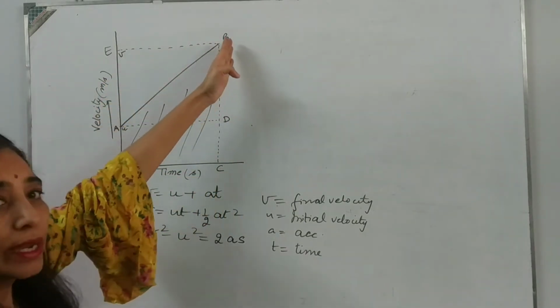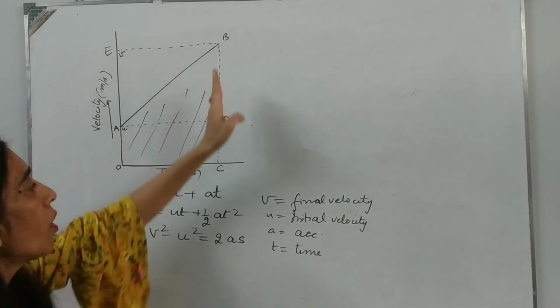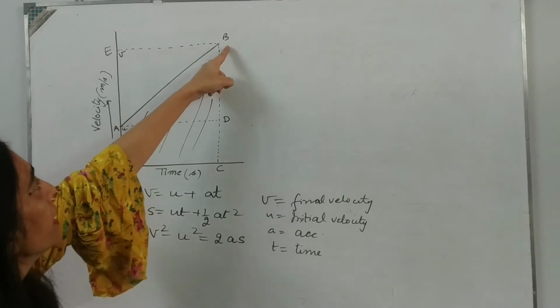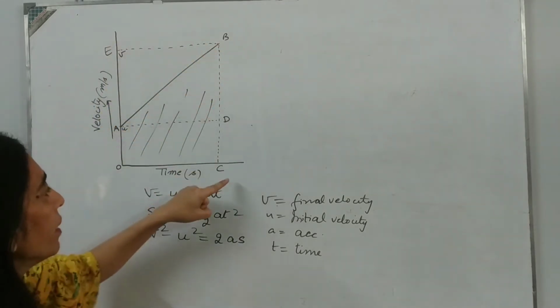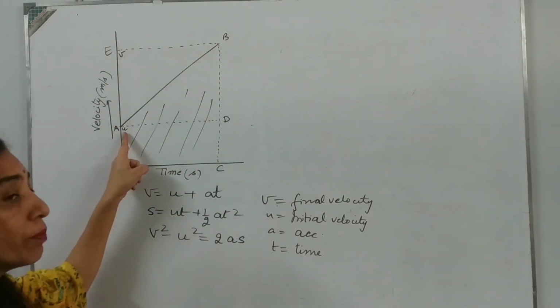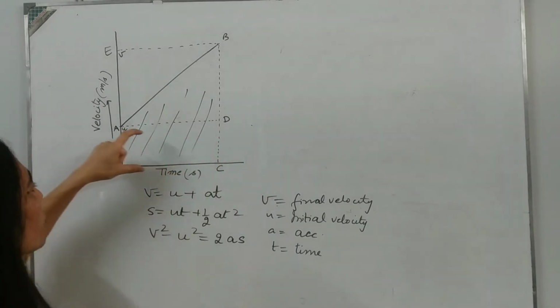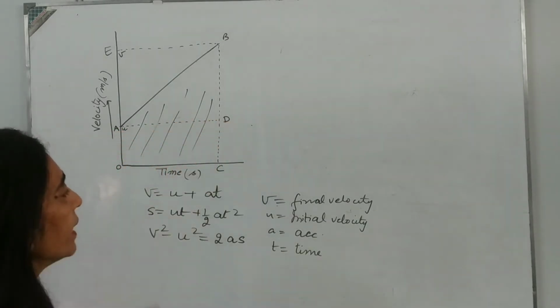We shall be drawing one perpendicular on the time axis as well as on the velocity axis from B, that is BE and BC. From the initial point of the graph A, we shall be drawing one line parallel to the time axis, that is AD.